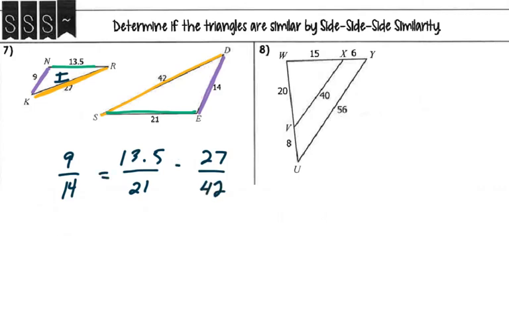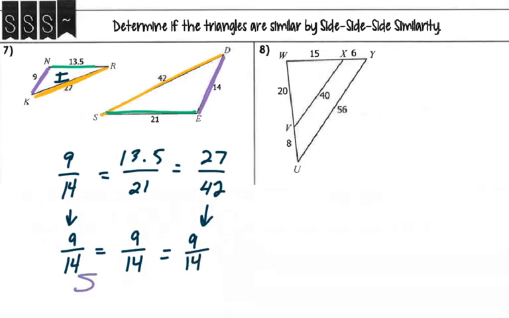And what we're going to do is simplify each one of these fractions and see if they equal the same value. Now 9 over 14 cannot be simplified further, so we'll leave it 9 over 14. 13.5 over 21 does reduce down to 9 over 14, and so does 27 over 42. So what we're seeing is that all 3 sides have the same ratio. They have the same scale factor when they reduce down. So we say that the triangles are similar through side-side-side similarity.